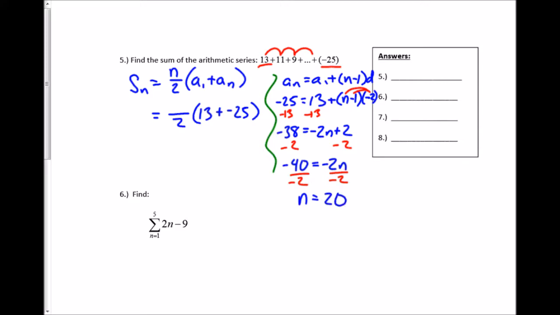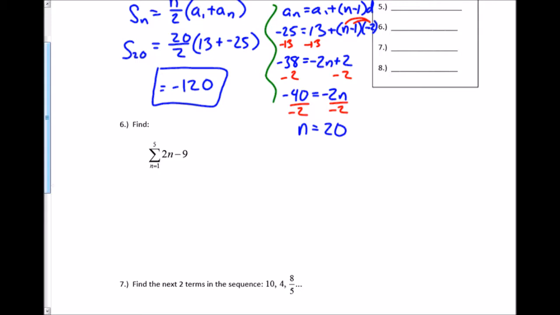All right. I'm not done yet. I got to take it back over here. So I plug the 20 into its place. Now I know I'm looking for the sum of the first 20 terms. And now it's just a matter of plugging it into my calculator. So it looks like it gives me a negative 120. That's it. That's the sum.